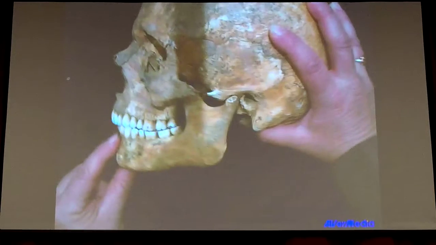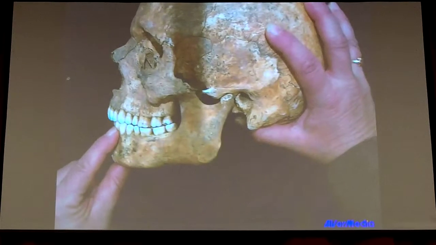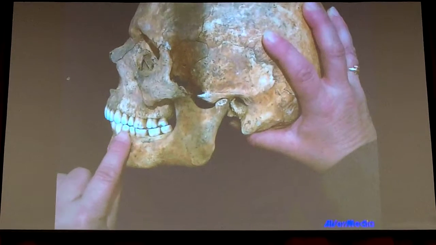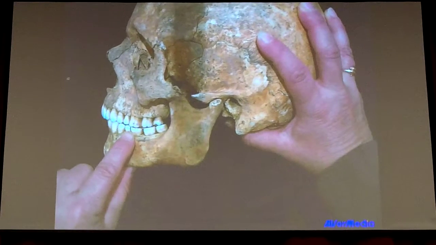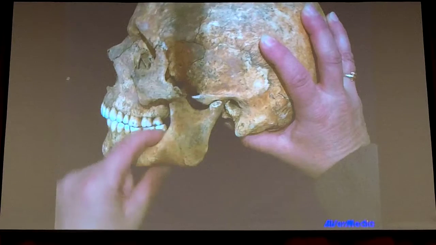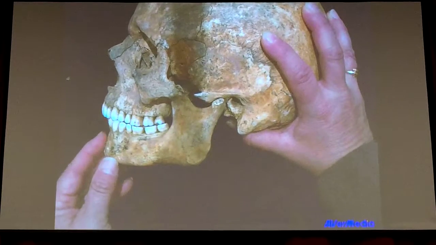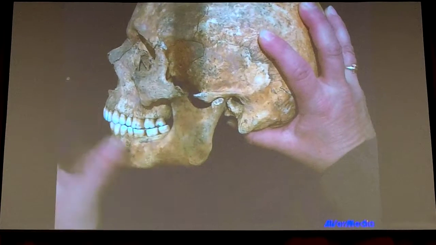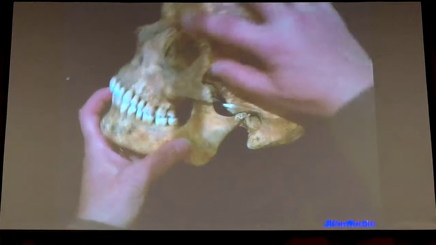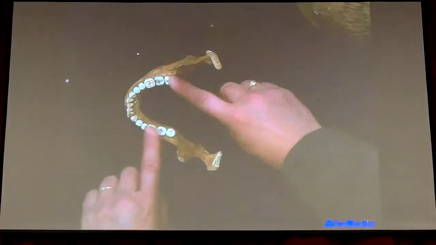Same thing on the bottom. Two incisors, one canine, two premolars, and then 6 year, 12 year, 18 year. So this person definitely made it past 18 years, and how much older than 18 years really depends on how flat the teeth are. We're opening it up, okay? It's just a little stiff.